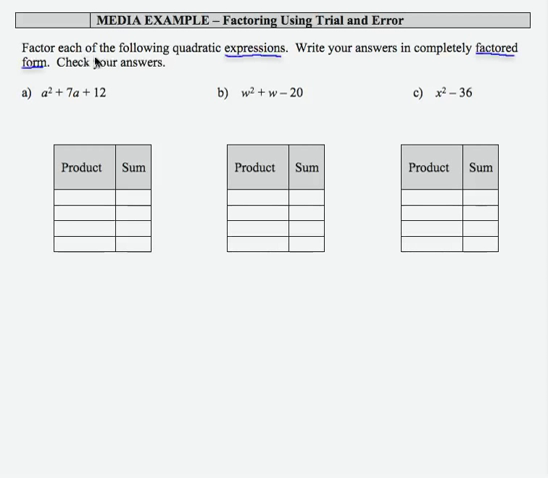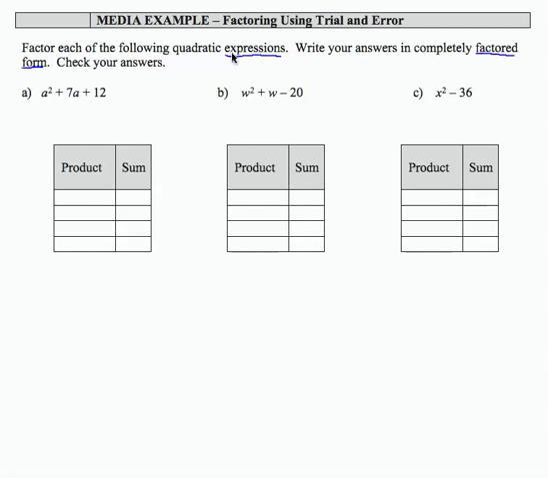We're asked to factor each of the following quadratic expressions. Write our answers in completely factored form. So I've underlined some key vocabulary terms and phrases. The first is the word expressions. Each of these A, B, and C parts are expressions, not equations, meaning we're just rewriting the form of what we're given. We're not solving anything.